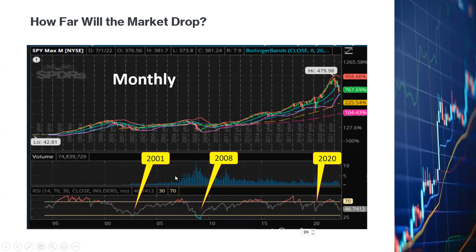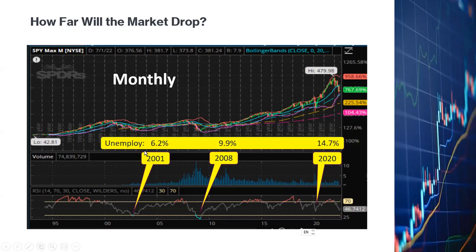And of course, you might recognize that in 2001, that's right after the dot-com crash. 2008, that was a great recession triggered by the collapse of the CDO market. And certainly 2020 was a pandemic crash. Now, if you look at the unemployment rates during those three periods, they were at 6.2%, 9.9%, and 14.7%. What's the unemployment rate today? It's at only 3.6%.